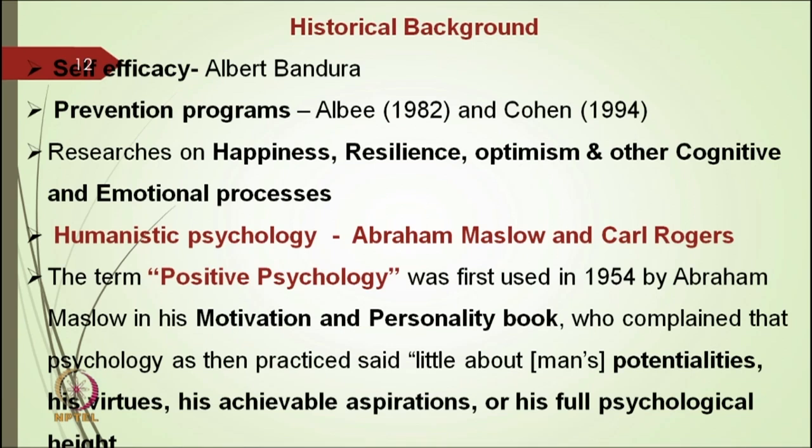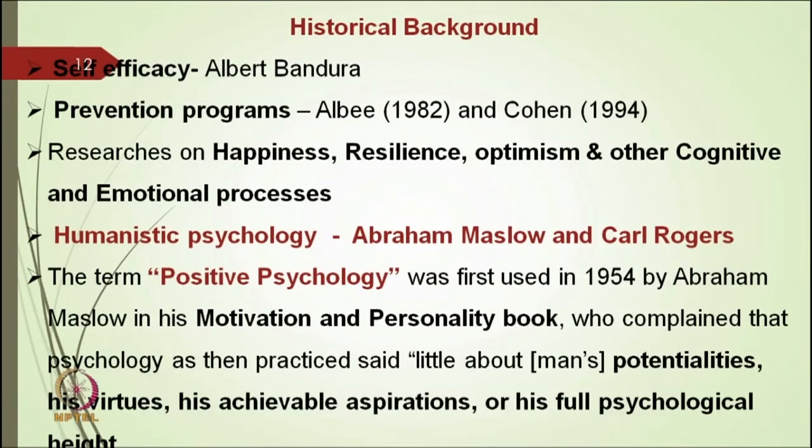If we talk about different perspectives, I think humanistic psychology, or Abraham Maslow's and Carl Rogers' work, is a significant contribution to positive psychology. The term positive psychology was first used in 1954 by Abraham Maslow in his book Motivation and Personality, who complained that psychology as then practiced said little about man's potentialities, his virtues, his achievable aspirations or his full psychological heights. So, he himself realized that we are focusing more on negative aspects and somehow skipping the study of the potentialities of an individual, his virtues, his achievable aspirations or his full psychological heights, where we should focus more.